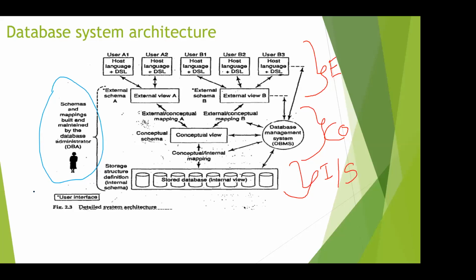External level. External level is the individual user level. A user can be an application programmer or an end user. So first, what is an application programmer?